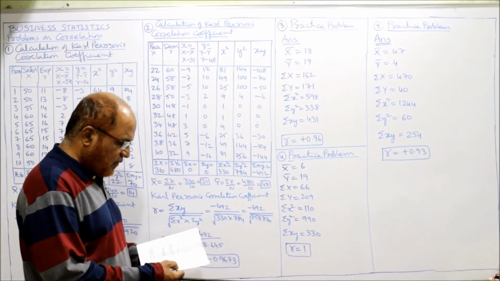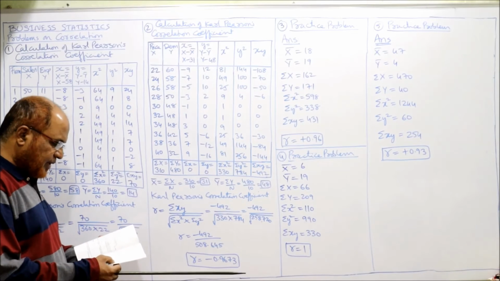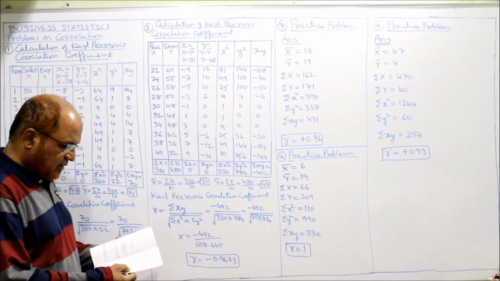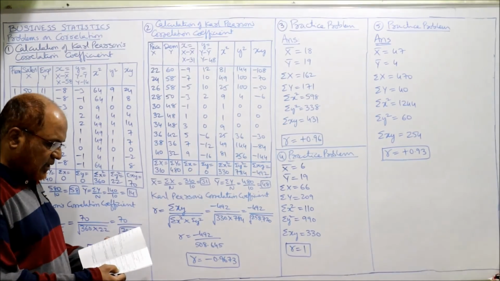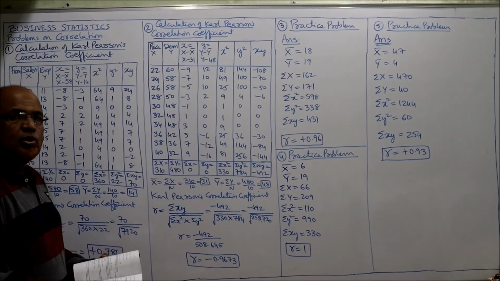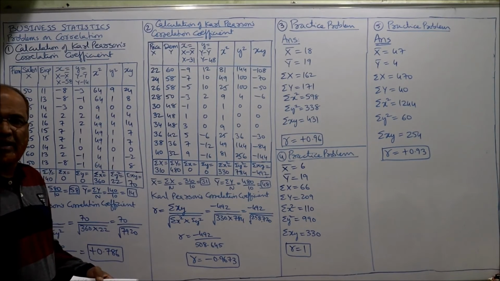Calculate Karl Pearson's coefficient of correlation from the following data. X values are given 6, 8, 10, 15, 18. Y values are given 10, 12, 15, 15, 18, 25, 22, 26, 28. So we are given X values, we are given Y values.